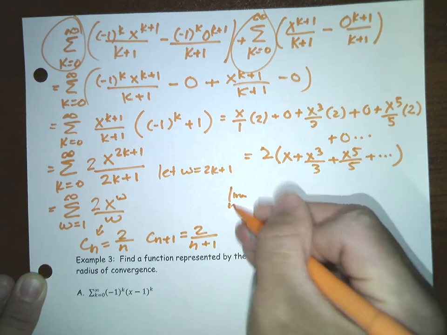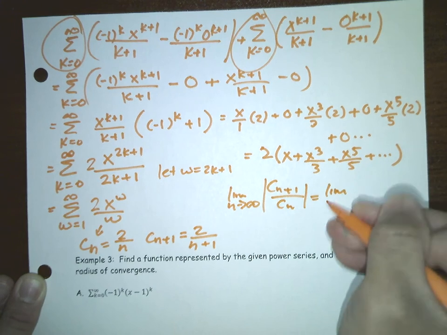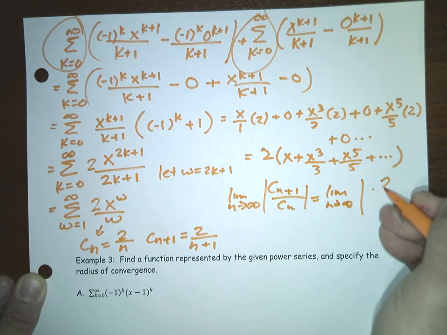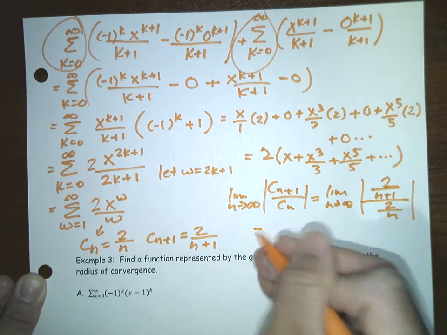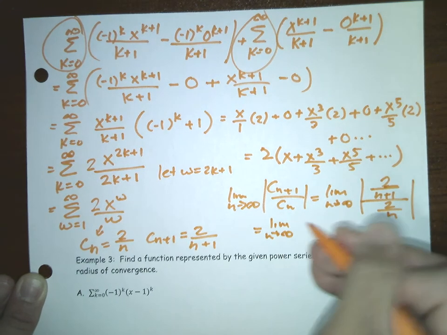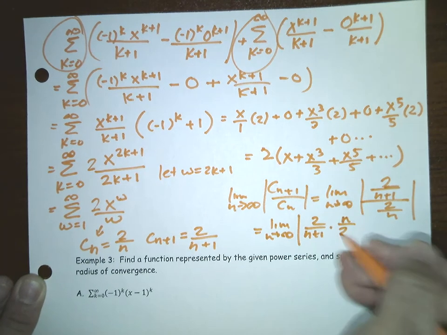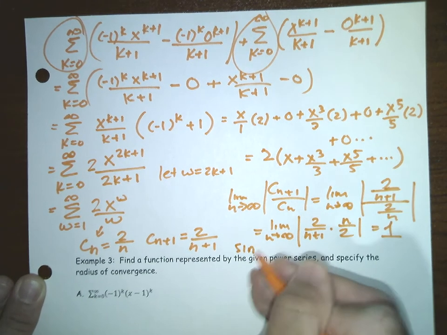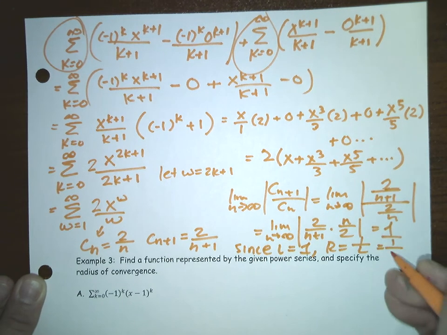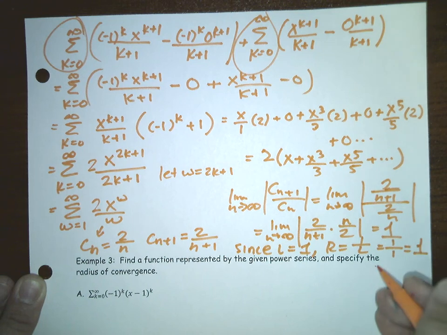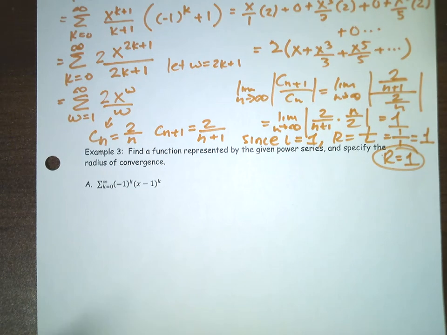So the limit as n goes to infinity of Cn plus 1 over Cn is the limit as n goes to infinity of 2 over n plus 1 all over 2 over n. So this is the limit of 2 over n plus 1 times n over 2, which ends up being 1. And so since L is equal to 1, that means R is 1 over L, which is 1 over 1, which is 1. So R is equal to 1. What a time to be alive.